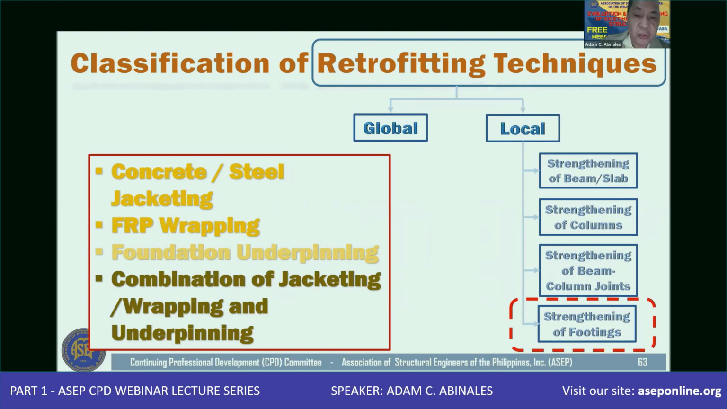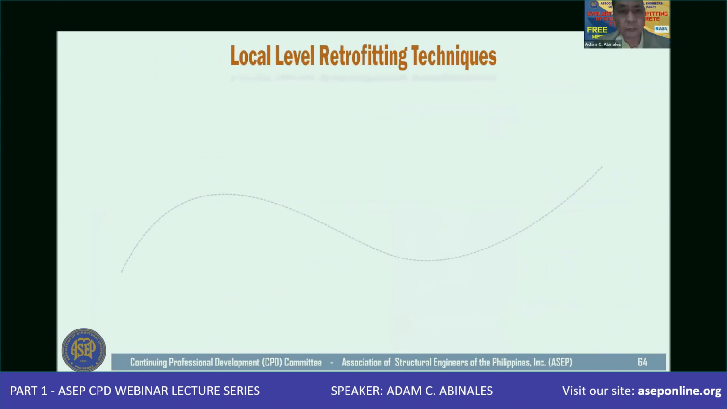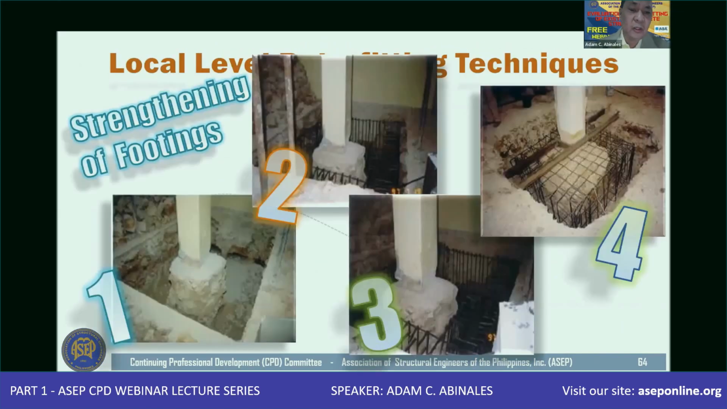Now let me just show you some of the photos of what you can do for strengthening of the footings. So this is a procedure wherein you can do the strengthening of the footings. On the first slide, you have these exposed columns, and of course the footing. Just imagine that portion here, which is only the footing of the column, and then you lay down your reinforcement, put all the rebars and the cage, and then pour the concrete.